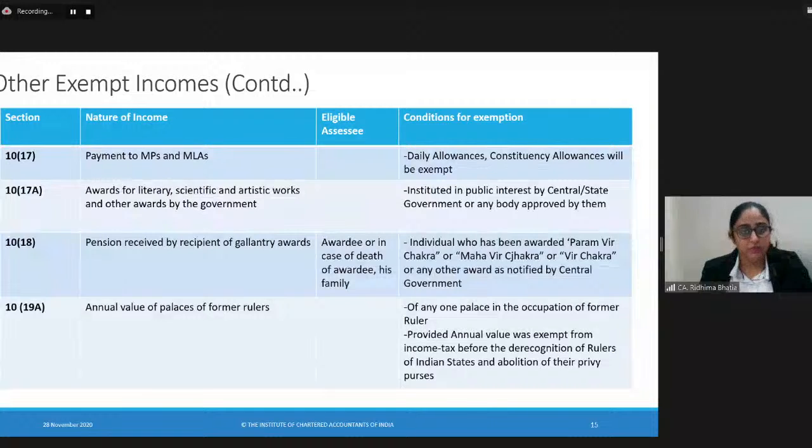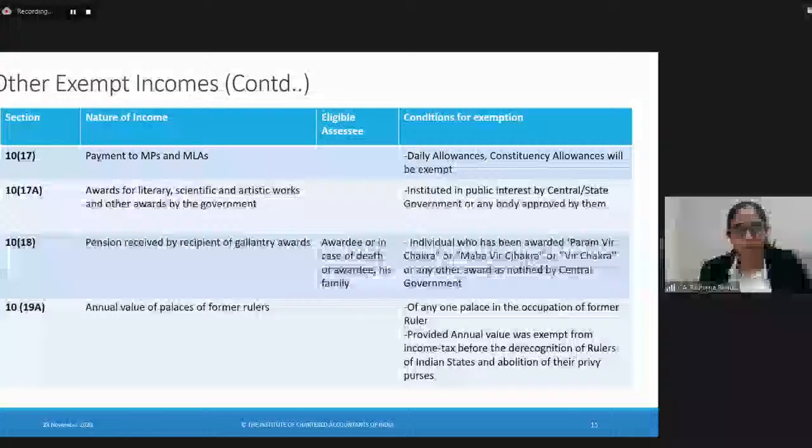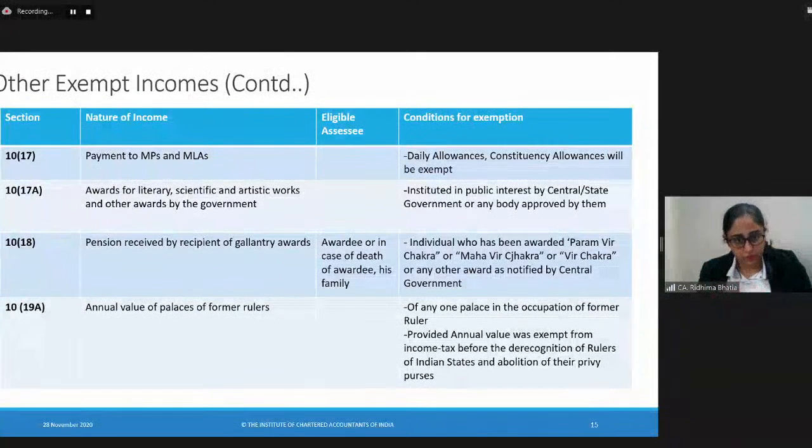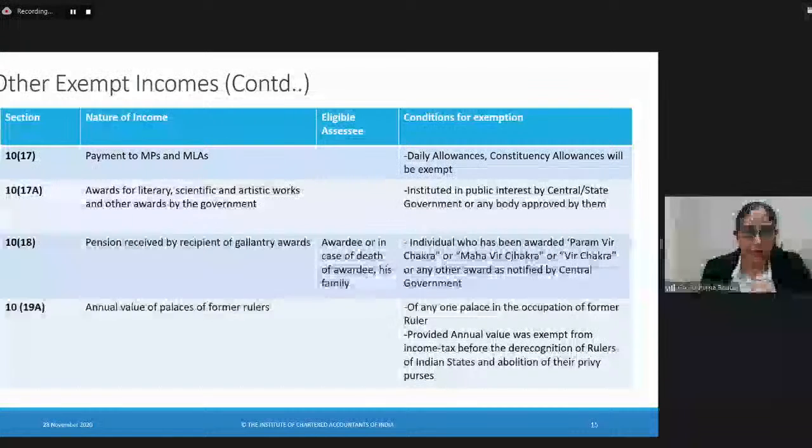But unfortunately, if you're, that means, your family is getting the pension after the death of such individual, then the pension would not be taxable in the hands of the family. So we are talking about the pension received by the recipient of the gallantry awards. The pension may be received either by the awardee itself or, on the death of the awardee, by its family. In both cases, it would not be taxable.